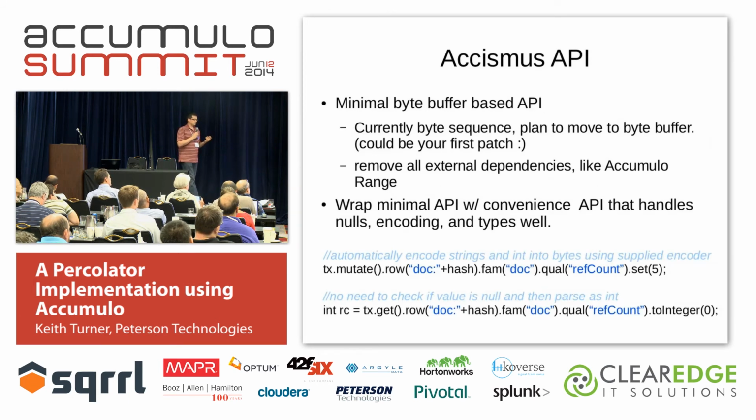One of the things I'd really like people to look at is the API. I've been trying to make the API very minimal, which is something I've been doing lately, and then build a typed API on top of that that can support things like integers, strings, longs. Anyway, if you have some time, I'd really appreciate anyone who wants to take a look at the Accismus API and give me feedback.